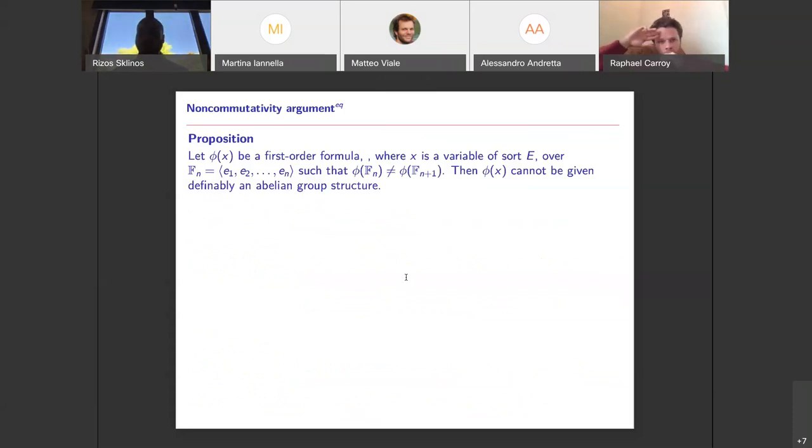Now we have all the arsenal, all the tools ready for the final argument. Before the full final argument, I'm going to give you this proposition, which is actually the non-commutative argument, but now when we allow our formula to have X be a variable from the imaginary sorts and not just the real sort. So the proposition is the same: we have a first order formula, a special formula in the sense that it gains an element when we check its solution set in a high rank free group. And still in this case, we cannot give it a definable abelian group structure.